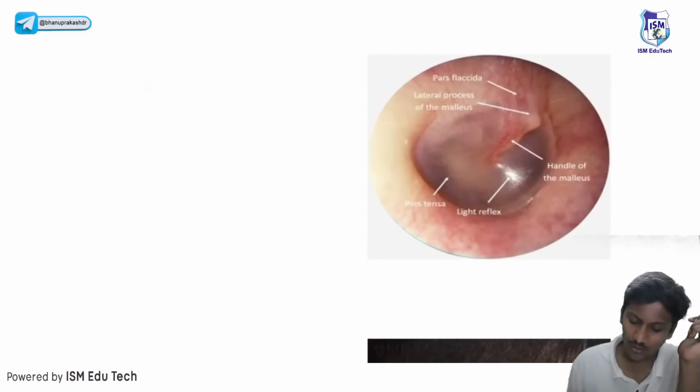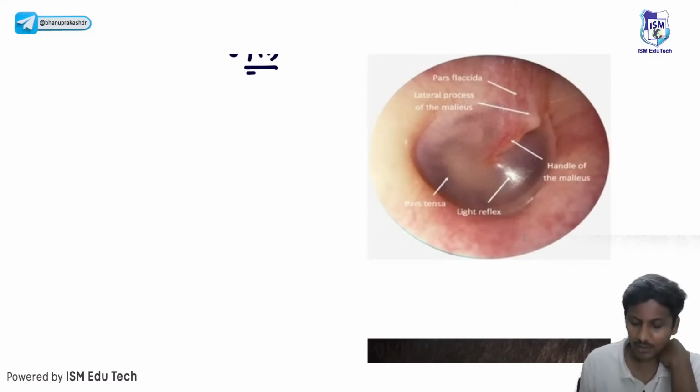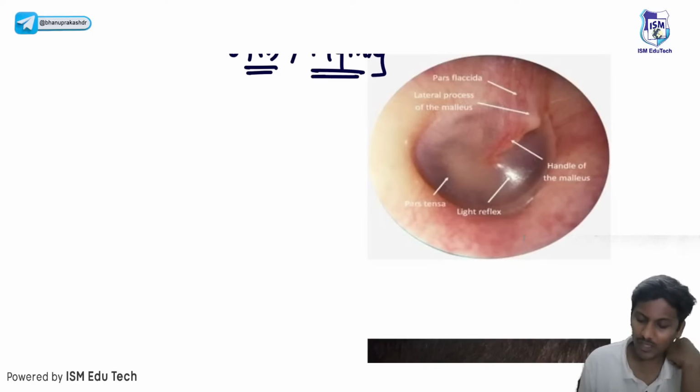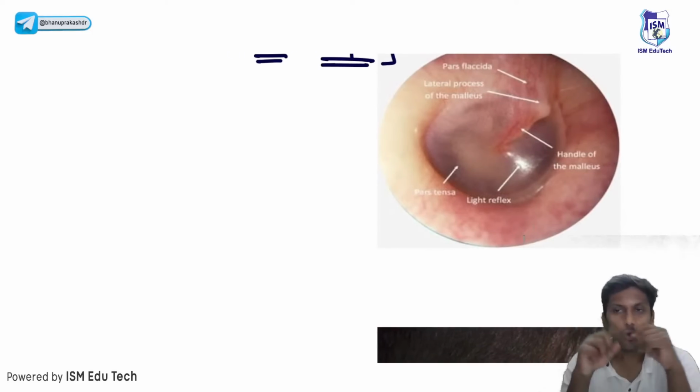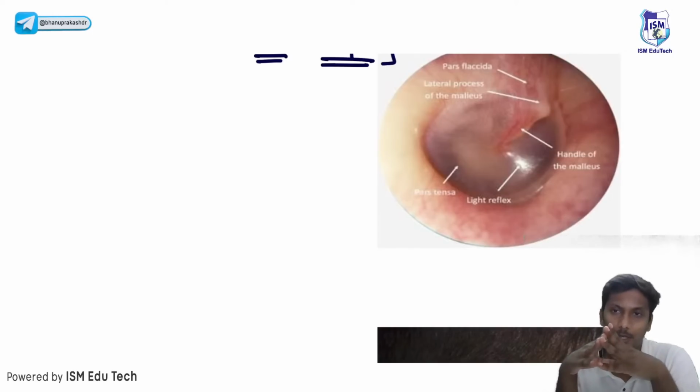Next, this one is your normal tympanic membrane. And as I've told you, tympanic membrane is also known as eardrum in layman language, or it can also be called myringa in Latin. Important is this tympanic membrane. It is usually oval, and it is pearly white or pearly gray in color.